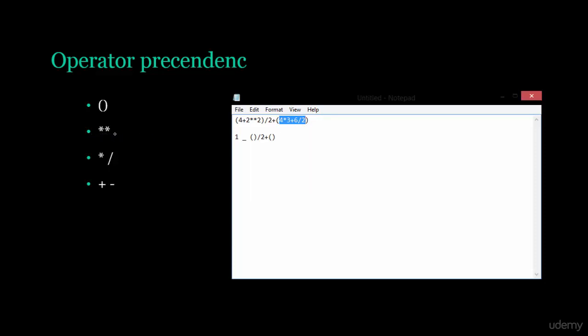The operation which has a high priority is the exponent, so we will execute this exponent first. Then we will write 4 plus 2 exponent 2 equal to 4. And here we have multiple, plus and division. We will execute multiple and division. 4 multiple 3, 12 plus 6 divided 2 equal to 3.